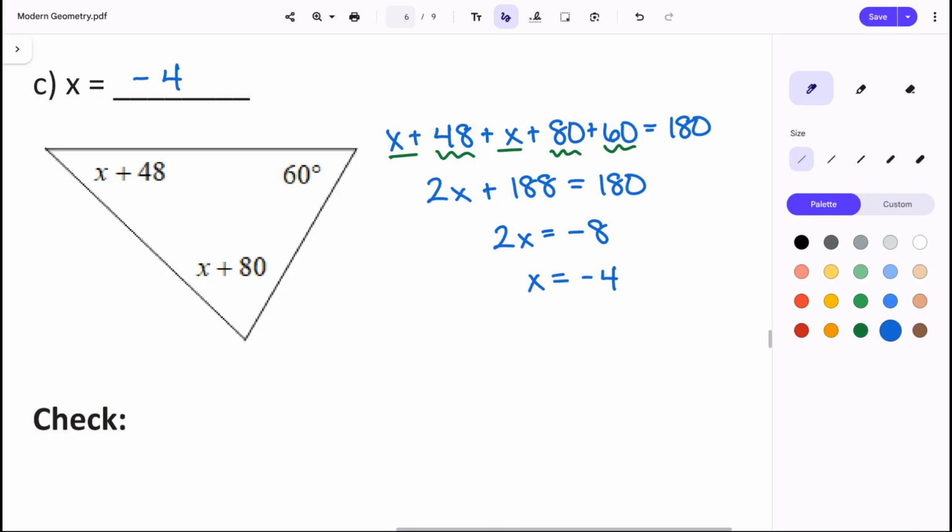Now, they do say check down here. You're not required to check it. But if we put -4 back in for these X's, this angle would be 76, and this one would be 44. If you add those up, 44 plus 76 plus 60, what do you get? 180. That checks out, and it lets you know that you did it right.